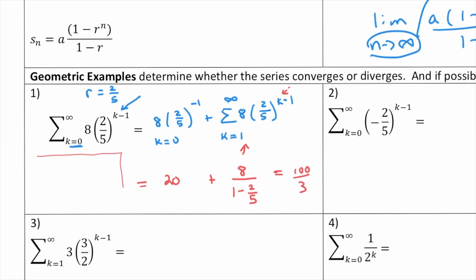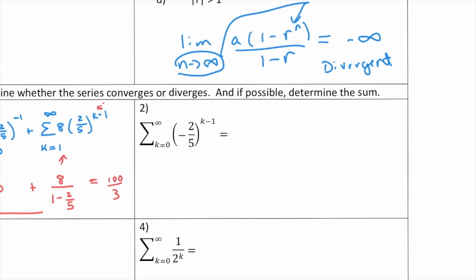Alternatively, if you recognize that when k equals 0, you have your starting value as 20, then you could rewrite the whole problem as 20 divided by 1 minus r, which is 2/5, and then you once again end up with 100/3. So it's a different way to do the same problem.